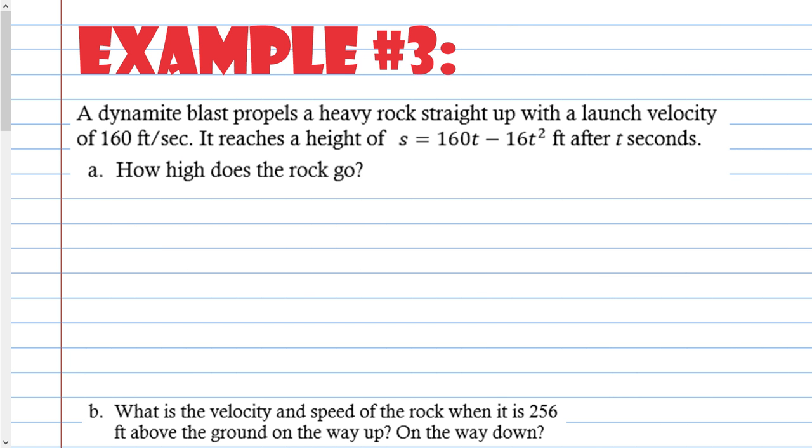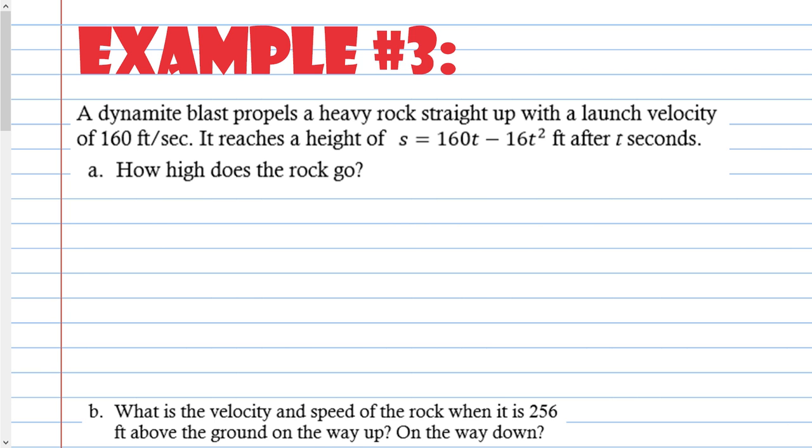Next. Okay, example 3. A dynamite blast propels a heavy rock straight up with a launch velocity of 160 feet per second. It reaches a height of s equals 160t minus 16t squared feet after t seconds. A. How high does the rock go? Okay, so what that means is what is the position at the time that the velocity is 0?